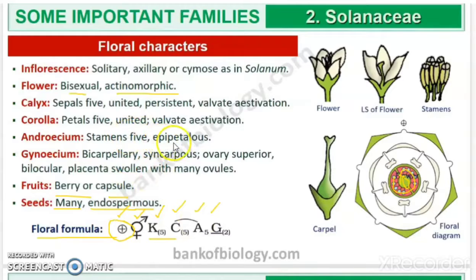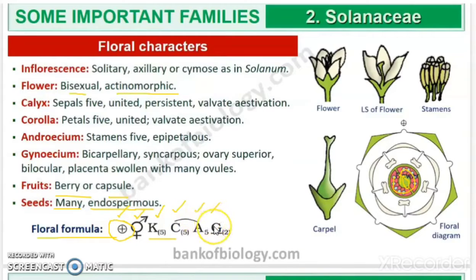Stamens are 5, and they are epipetalous. What is epipetalous? They are fused with the petals. That is why they have marked an adhesion line. I hope you remember the adhesion line which we have studied in the floral symbol. In that, the corolla and the androecium are adhered to one another. Okay, so this is represented by this line there.